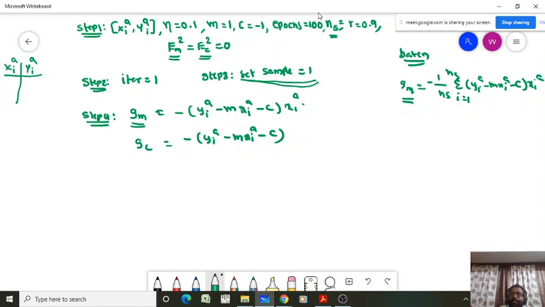Suppose you are using mini batches, where each mini batch contains n number of data samples. Then your expression will change: GM equal to minus 1 by n, not ns, 1 by n for the mini batch, so n will be less than ns. Sigma i equal to 1 to n, yi minus m into xi minus c, into xi. So this is the case of a mini batch.